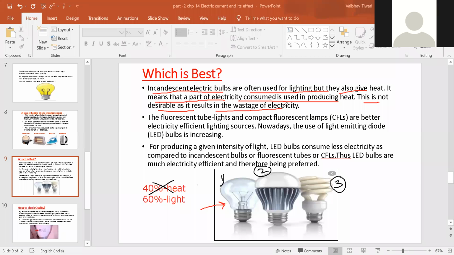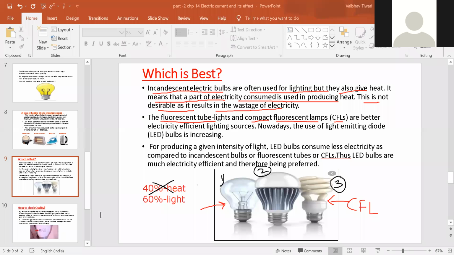Now let us see what about the CFL bulb. These are the CFL bulbs. So let's see what are the benefits or disadvantages of CFL bulbs. The fluorescent tube lights, the tube lights that we are using at our home, all are fluorescent tube lights. Those tube lights and the compact fluorescent lamps, that is the CFL bulbs that we are using, are better electricity efficient lighting sources. Here there is a word efficient.